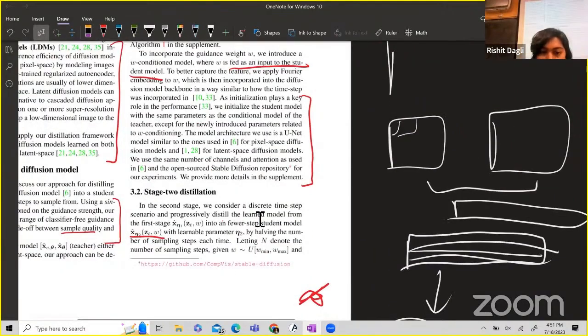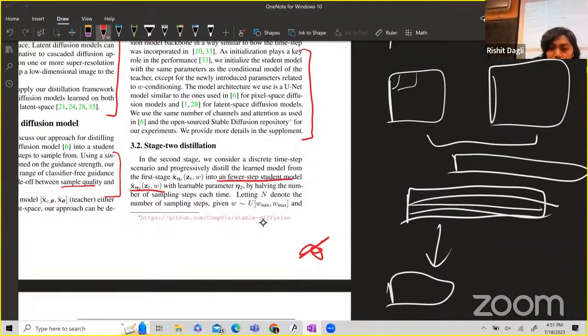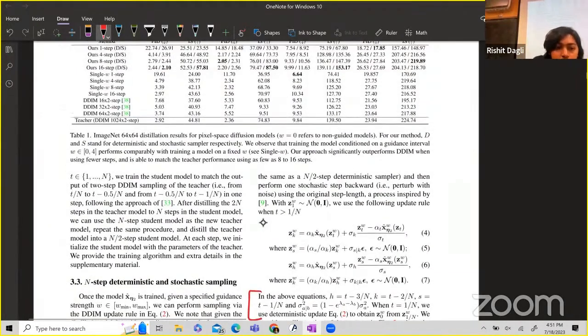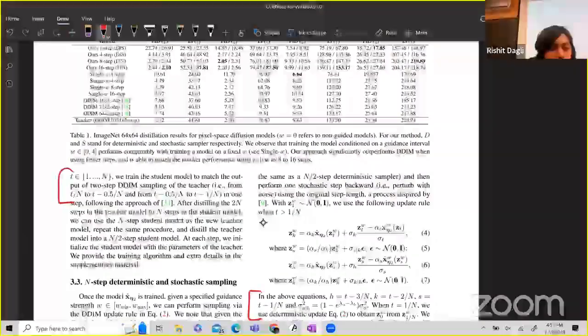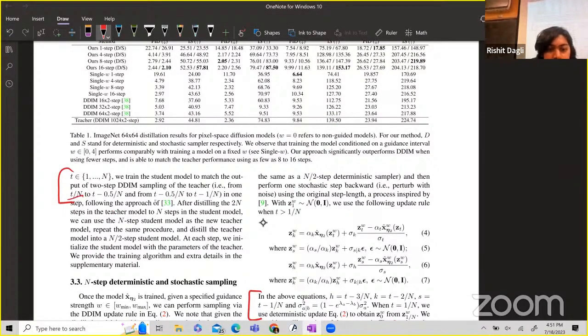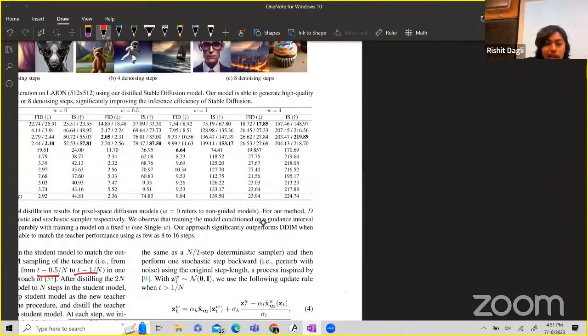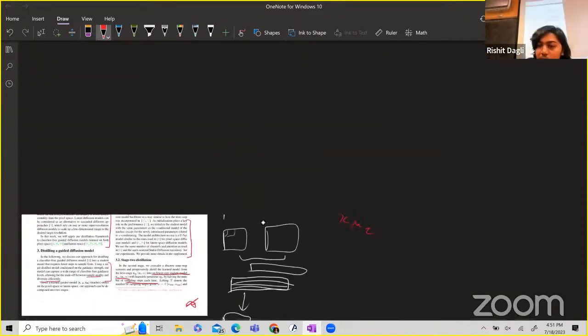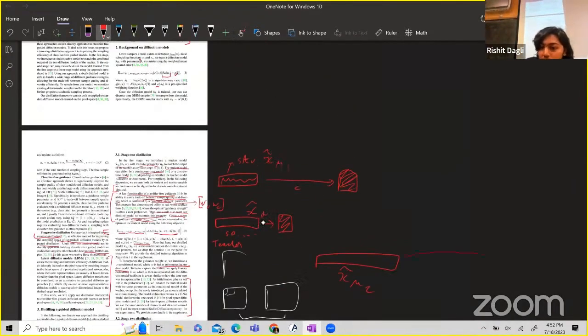And this tries to train a fewer step student model by halving the number of sampling steps each time, letting n denote the number of sampling steps. Well, okay. So they have these sampling steps from t by n to t minus 0.5 by n, and from t minus 0.5 by n to t minus 1 by n. Okay, I see. I think this makes it really interesting, and the parallel to DDIM is also very apparent right now. But apparently what they're trying to do is train this model, and this model is trying to get the same output again.